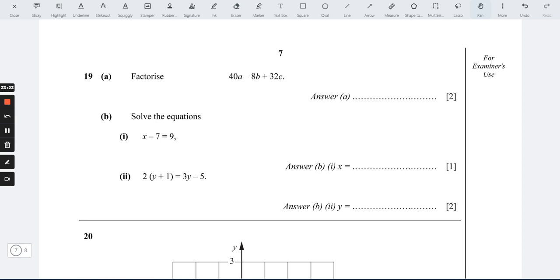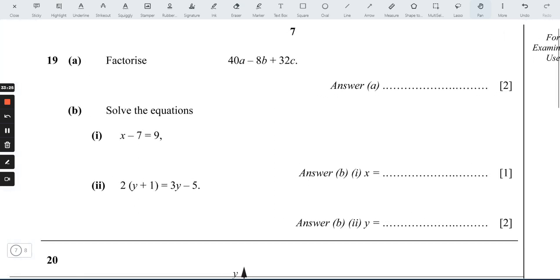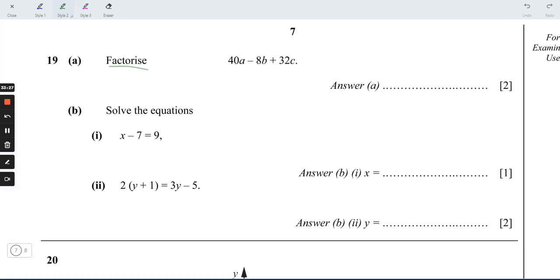Question 19 now. Factorize again with algebra. Factorize 40a minus 8b plus 32c. As you can see here, the letters are different, so I will not be busy finding the highest common factor between these letters, but I will be busy with 40, 8 and 32.